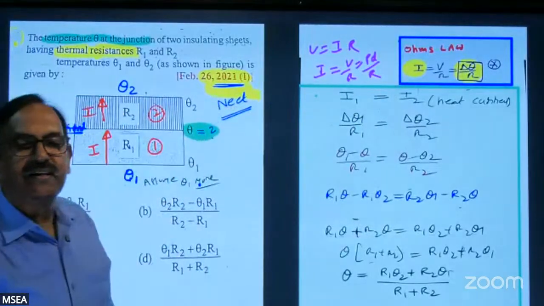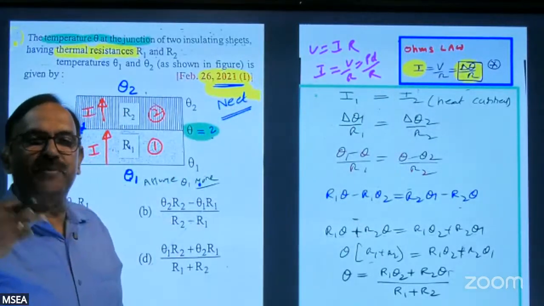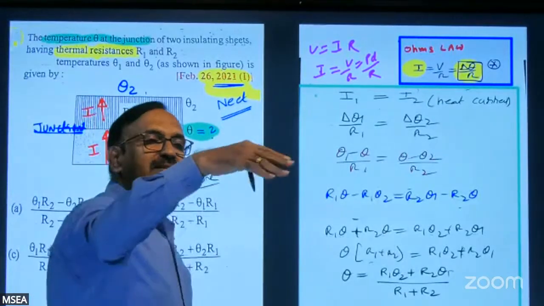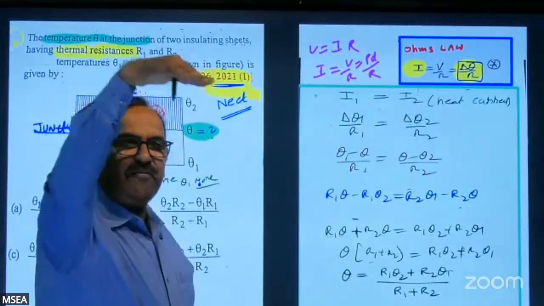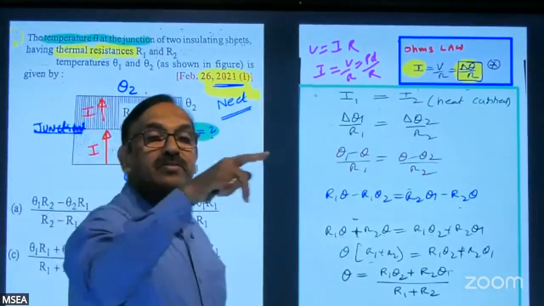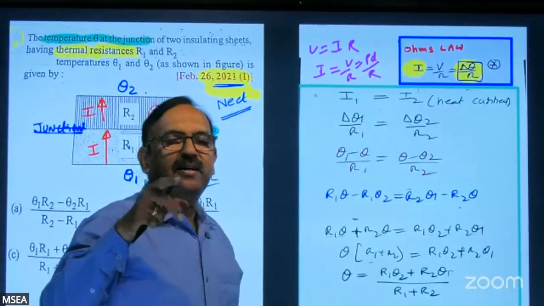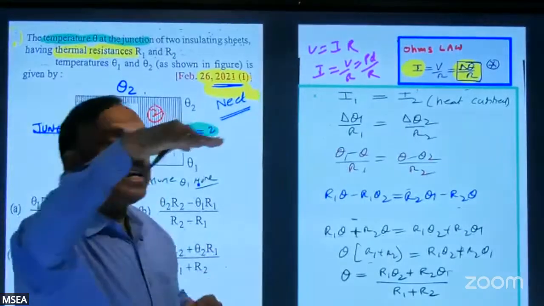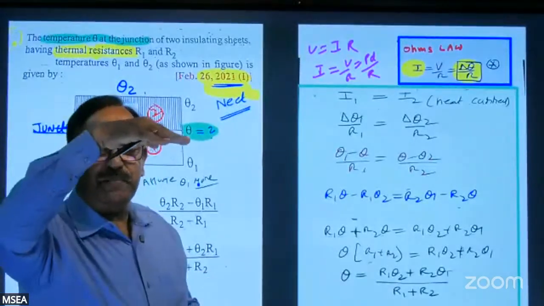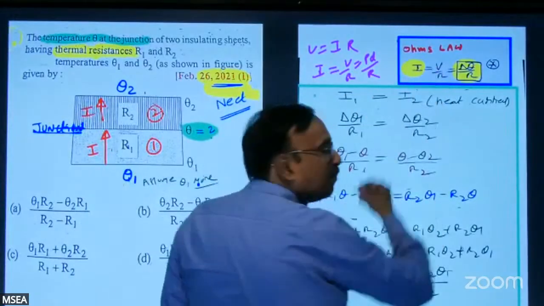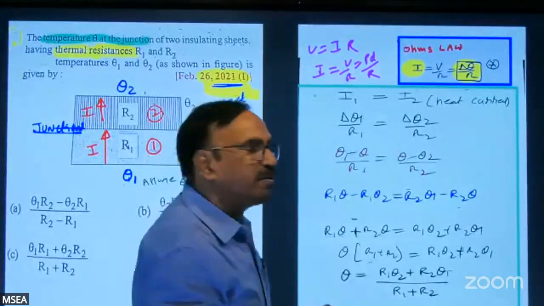That's what we know in current electricity in Ohm's law right from schooling. Now, just like electric current flows because of potential difference, heat current flows because of temperature difference. So the same Ohm's law is applicable in the transmission of heat there.